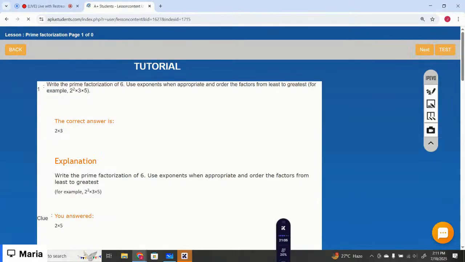Write the prime factorization of 6. Use exponents when appropriate and order the factors from least to greatest. So we need to write down the prime factors, right? Prime factorization means all the factors must be prime numbers. How do you write the prime factors?